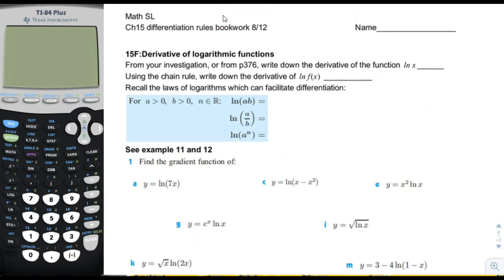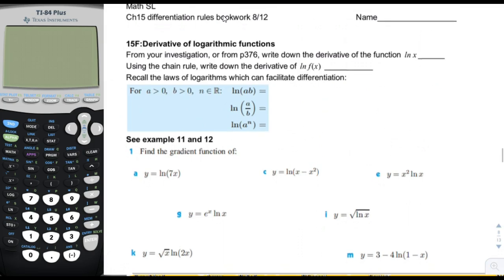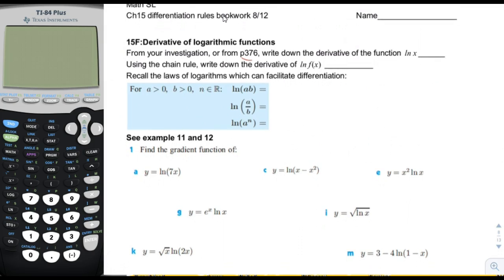Okay, page 8, which is derivative of logs. From your investigation, or from page 376 of the book, write down the derivative of the function natural log of x. It is 1 over x. Using the chain rule, write down the derivative of natural log of f of x.